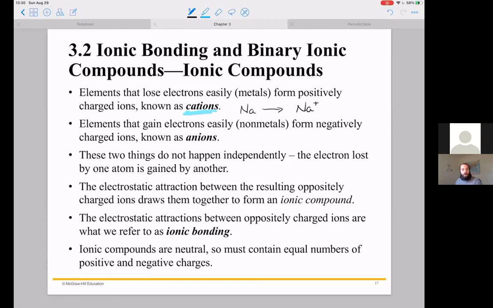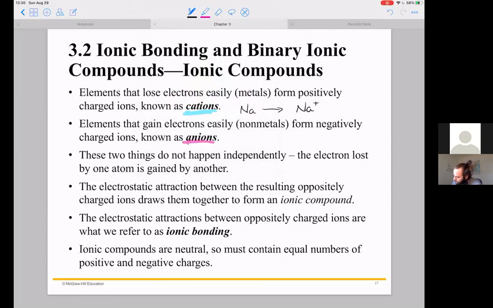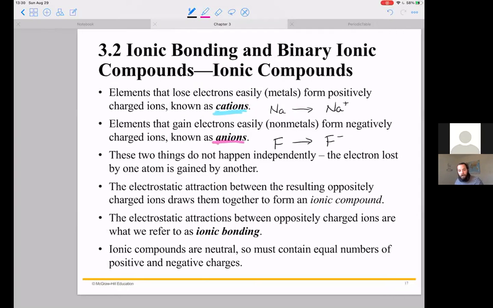Nonmetals, on the other hand, like to form negatively charged ions. They like to form anions. Right, so they gain electrons really easily. So an example would be going from fluorine to the fluoride ion. Fluorine's gaining an electron.